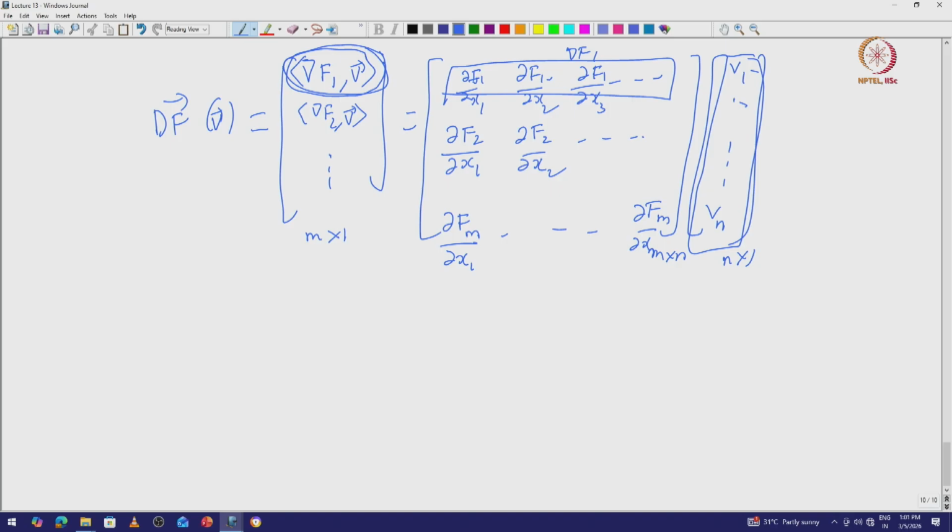Okay. So this matrix is called a derivative matrix. Once again, the convention for our matrix is as follows: every row is the gradient of each component of f. So let's do an example.